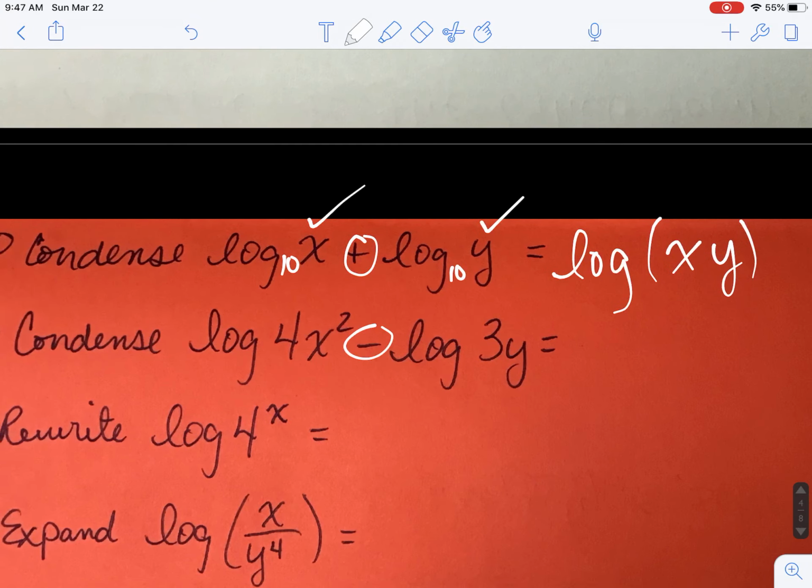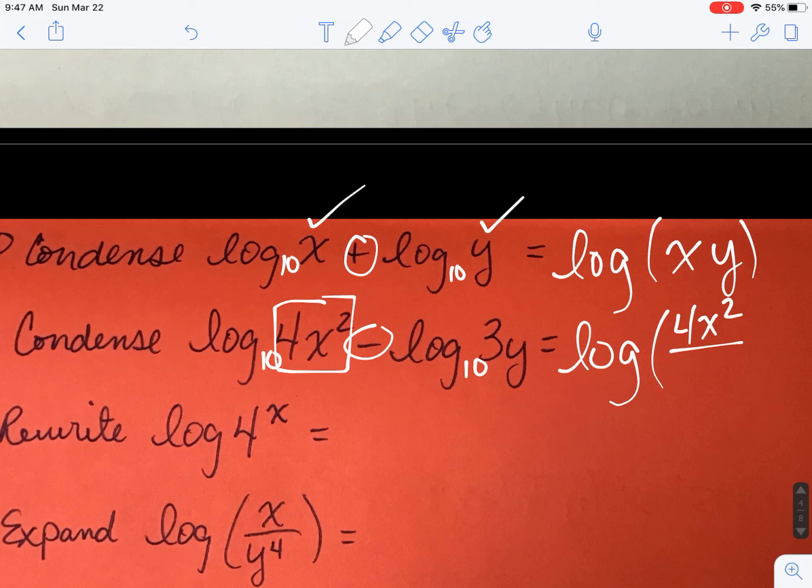Let's look at this when you are subtracting. We have two base values. Remember that if the base number is not there, it's a value of 10. They're the same, so we can condense this. Subtracting means to divide, and you just simply divide in the order that you see the logs here, or the terms after the logs. 4x squared divided by 3y.